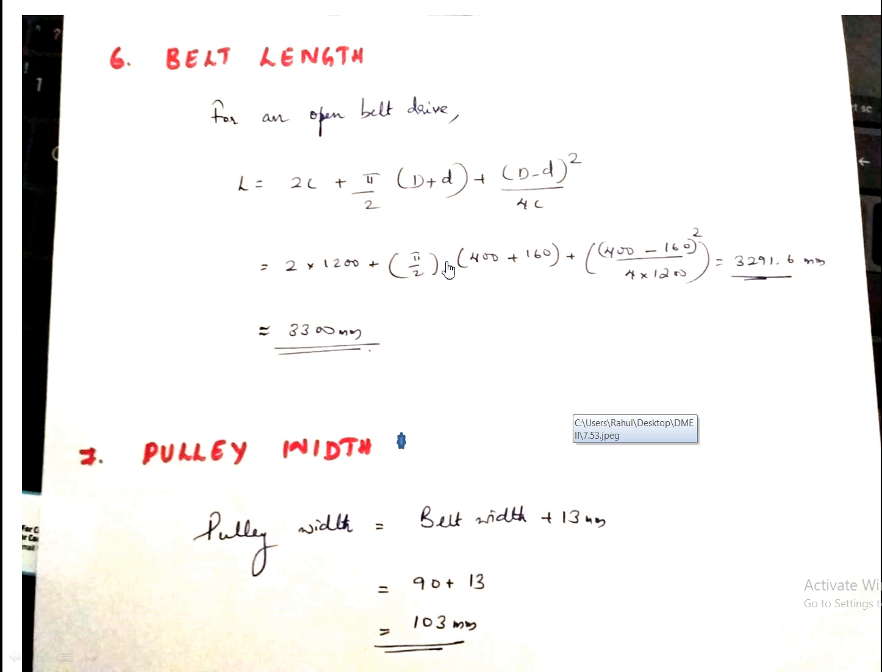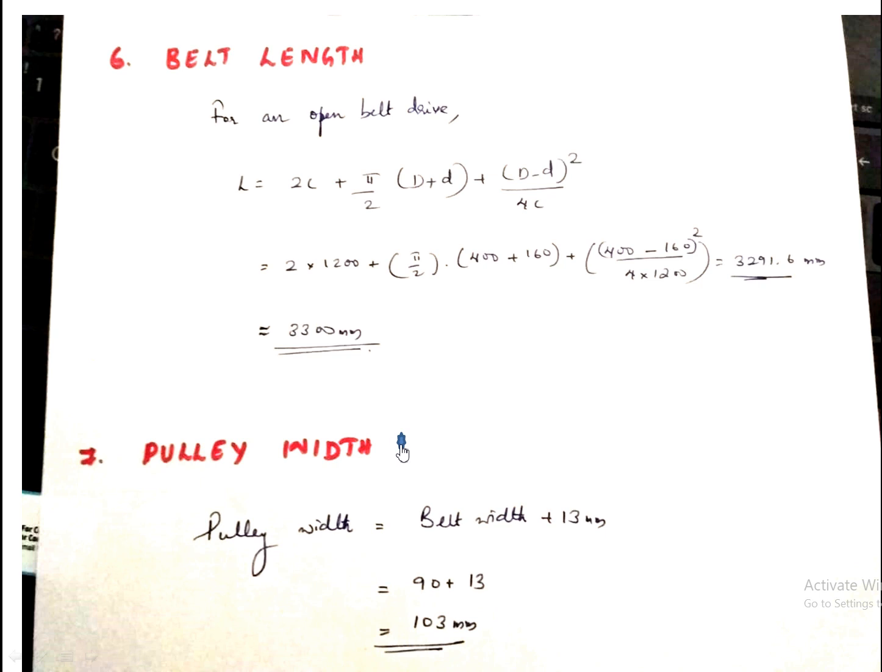Now with this step, your basic flat belt pulley design is almost over. The only thing that remains is the pulley width. Now to find the pulley width, all you have to do is add 13 to your belt width. So you will get a value of 103 mm. But after getting this, all you need to do is standardize the value.